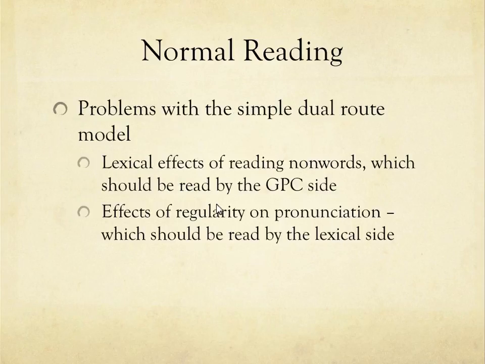So, we've got some issues with our simple dual route model. There are lexical effects of reading non-words, so the pseudo-homophone effect on non-words, but that should all be the GPC side. Then we see the effects of lexical regularity on pronunciation, which should be the entire lexical side. So it appears there's some sort of connection between the two, and we have to figure out what that is.